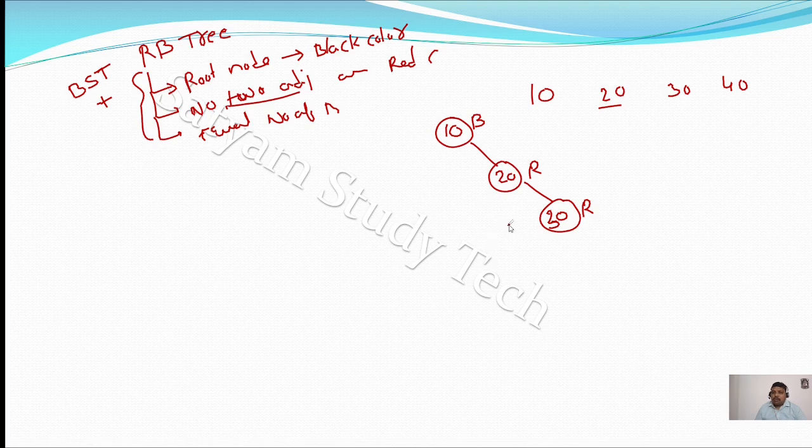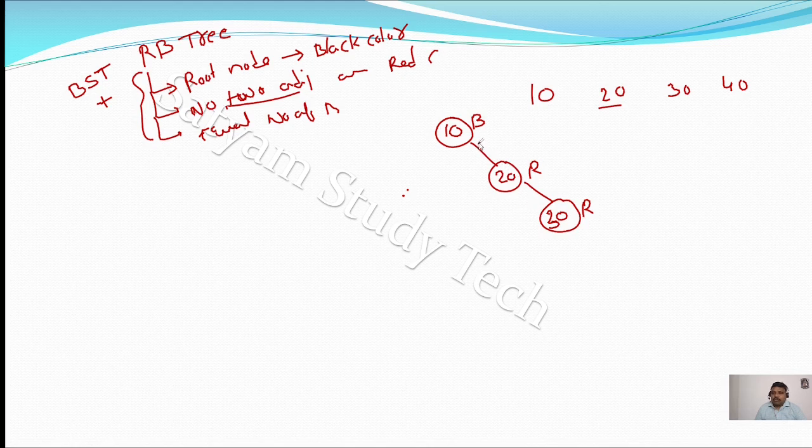So how do we fix it? There are two cases. If a red violation is there, we look at the parent's sibling. If the parent's sibling is black or null, as here there is no sibling, then we have to perform rotations and change the color. What is meant by sibling? Here 30's parent is 20, and a sibling shares the same parent. Here there is no node, so it is null or black.